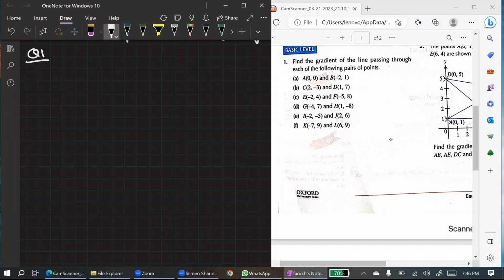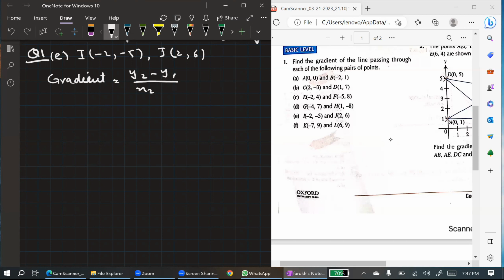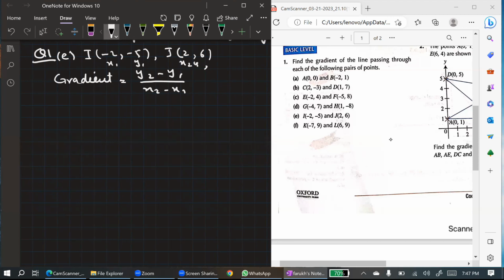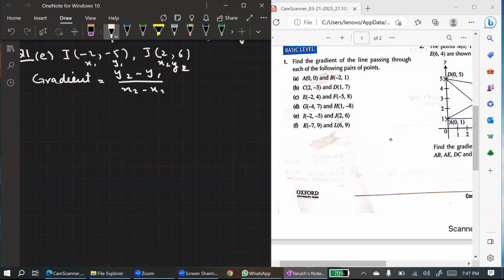I will attempt part E. Point I is -2, -5, and the point J is 2, 6. We want to find out the gradient of this line. Now, gradient has the formula y2 minus y1 over x2 minus x1. We will name the 2 points as x1, y1 and x2, y2. Now we will put the values into the formula. 6 minus -5 and 2 minus -2. 6 plus 5 over 2 plus 2, 11 over 4.